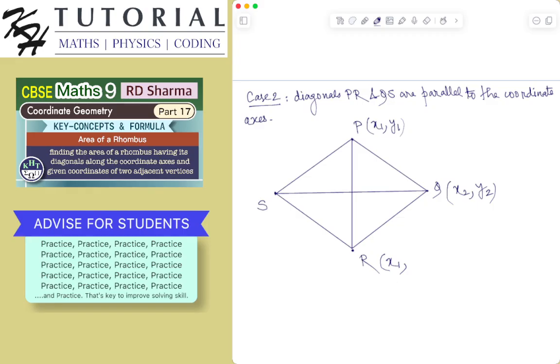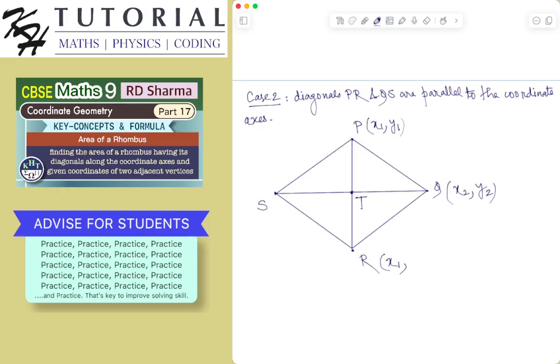How do we know? Is it possible to find? Let's say the diagonals PR and QS intersect at a point. We cannot consider O because O is used to represent the origin of the coordinate axes. Let's say the diagonals intersect at the point T. Can we find the coordinates of the point T?